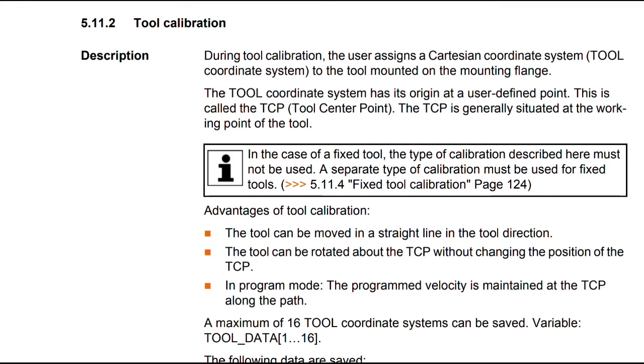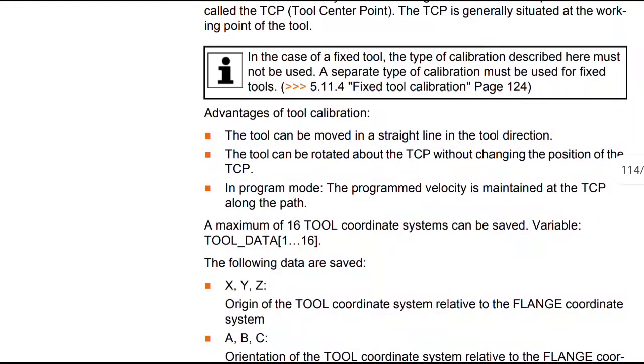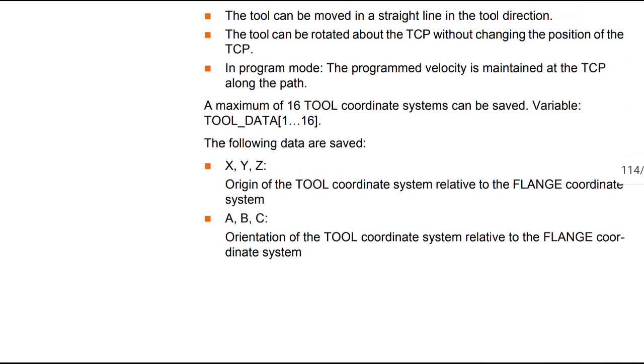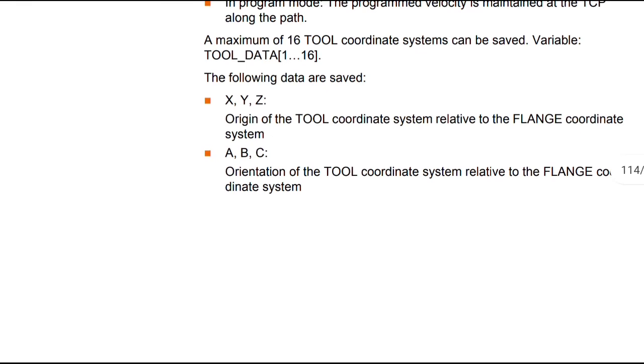Advantages of tool calibration: the tool can be moved in a straight line in the tool direction. The tool can be rotated about the TCP without changing the position of the TCP. In program mode, the program velocity is maintained at the TCP along the path. A maximum of 16 tool coordinate systems can be saved. Variable TOOL_DATA. The following data are saved: X, Y, Z: origin of the tool coordinate system relative to the flange coordinate system. A, B, C: orientation of the tool coordinate system relative to the flange coordinate system.